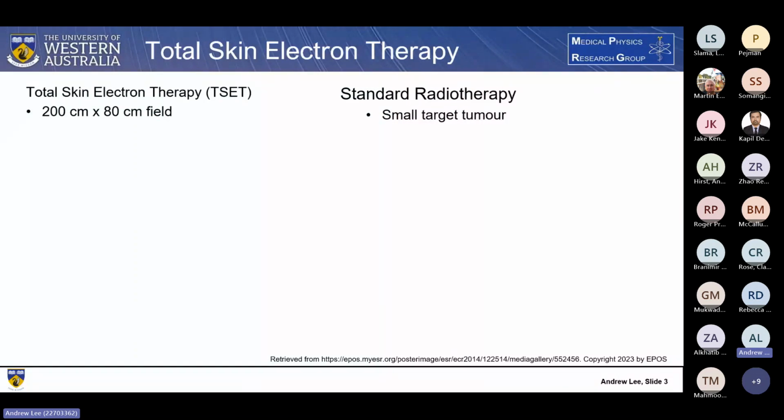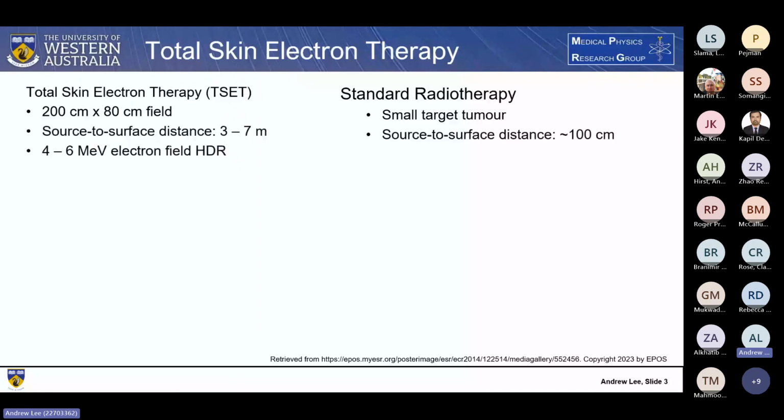We're aiming to treat the whole skin at once, so we need a very large field compared to the small target tumors typically treated. This requires source to surface distances of 3 to 7 meters, which of course need to be remeasured. And of course, we're using electrons with high dose rate. So this is an example setup on the right there.